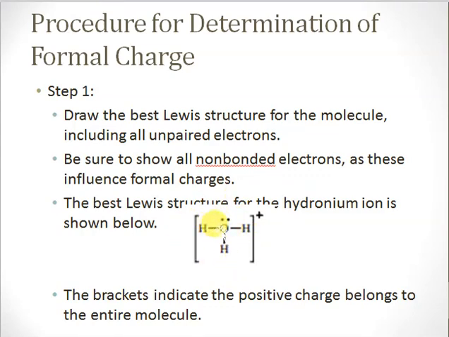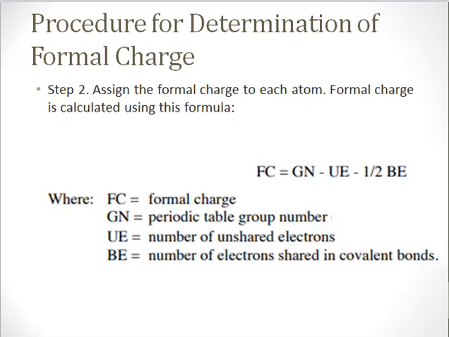So this oxygen is forming a covalent bond with the hydrogen, so there are 2 electrons between hydrogen and oxygen. Similarly, there are 2 electrons between this hydrogen and oxygen, and also 2 electrons between this oxygen and hydrogen. The square bracket indicates that the positive charge belongs to the entire molecule, and we now have to determine where this positive charge is residing. Either it is on one of these hydrogen atoms, or it is on the oxygen atom.